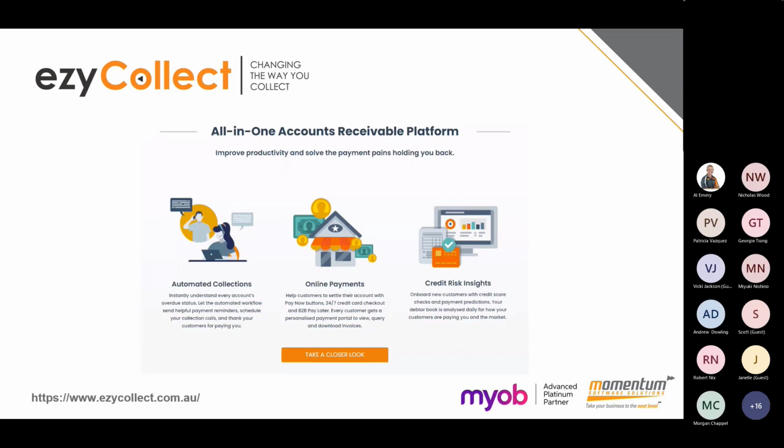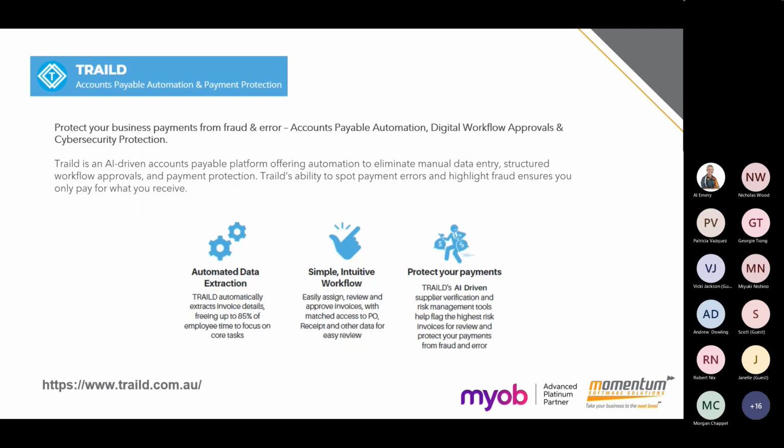Next one down is Trailed. This looks at accounts payable automation and payment protection. It uses OCR, which is optical character recognition. An invoice from a supplier would be emailed to an email account. It would be picked up through OCR, and the OCR would then extract information off the invoice and put it into your system.